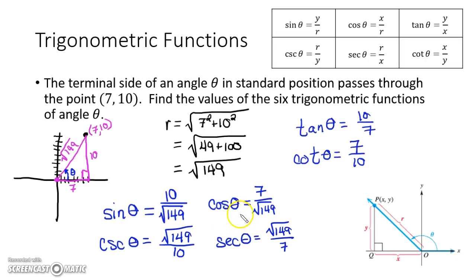And that's basically how you find, given a point, how do I find those 6 trigonometric functions? As long as you can figure out that r, you've got all the information you need, and you just plug it right in and go to town.